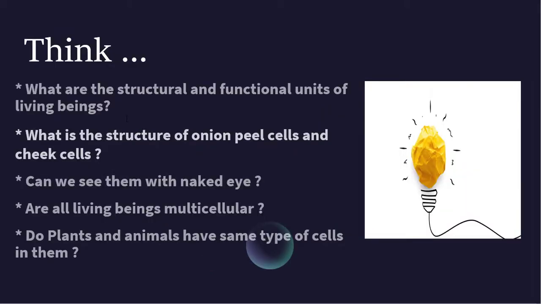What are the structural and functional units of living beings? What is the structure of onion peel cells and cheek cells? Can we see them with the naked eye? Can we see the cells with the naked eye? Are all living beings multicellular? Do plants and animals have the same type of cells in them?